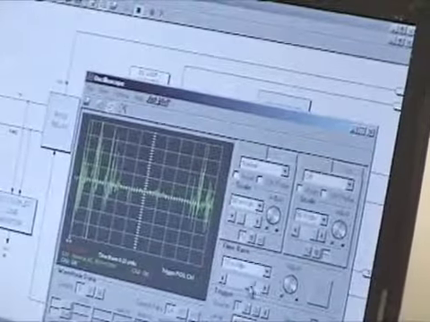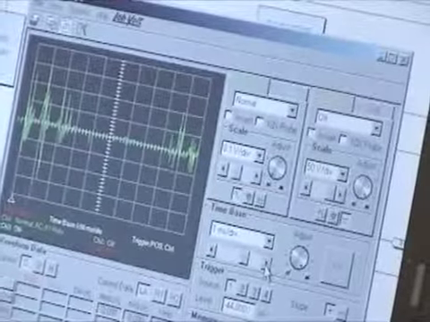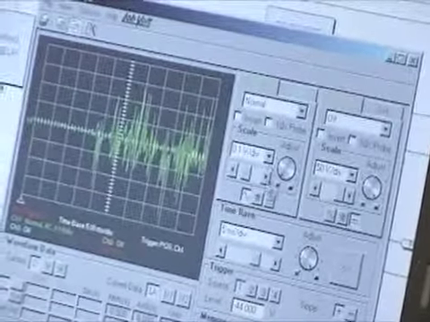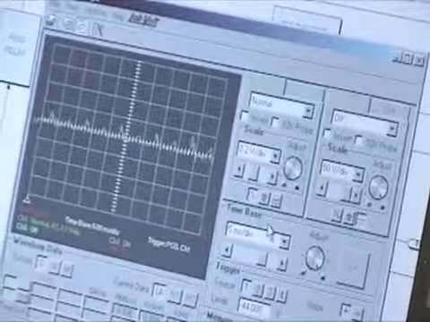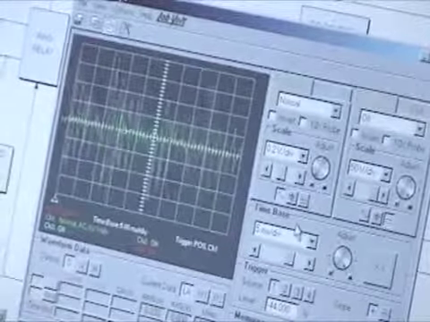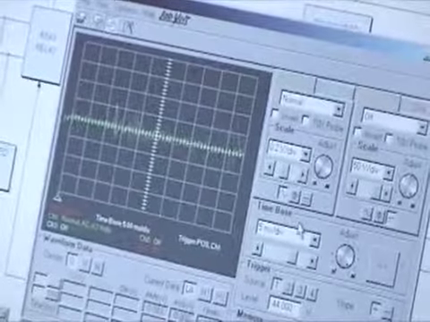Testing 1, 2, 3. There we go. And now you can see my voice on the scope. That's the voice being received from the phone.